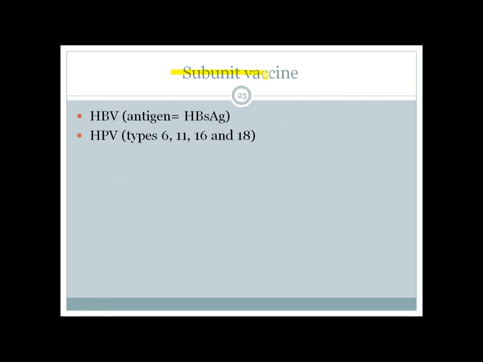And there is something called a subunit vaccine, for example the hepatitis B vaccine. It is made from a part or a unit of the hepatitis B virus, called the surface antigen, or HBsAg, hepatitis B surface antigen. You can also have the human papillomavirus vaccine, especially against types 6, 11, 16, and 18. Some parts of the human papillomavirus are taken up and injected, and they build immunity against human papillomavirus infection. So you can get protection from CINs, cervical dysplasia, and cervical carcinoma.